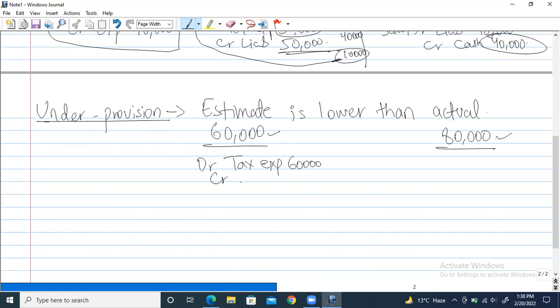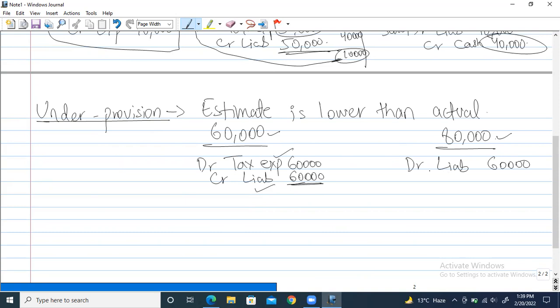So debit tax expense by 60,000 and credit the tax liability by 60,000, right? We increase the expense as well. We increase the liability as well. Now, when we got to know that this is 80,000, what we'll do is debit liability by 60,000, because we created it with just 60,000. So we'll finish it with 60,000 as well. We can do 80,000 over here.